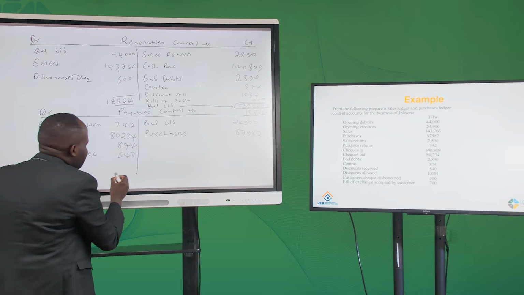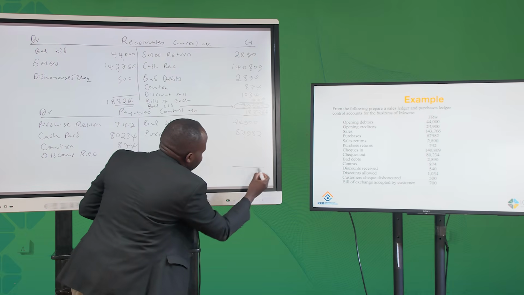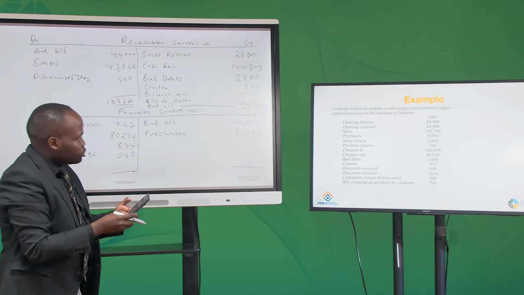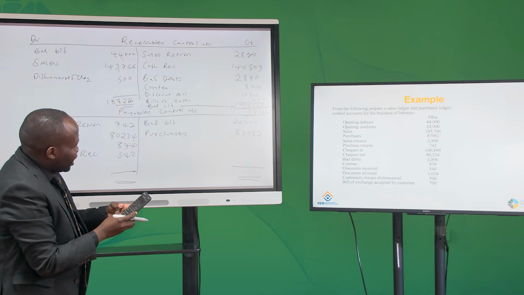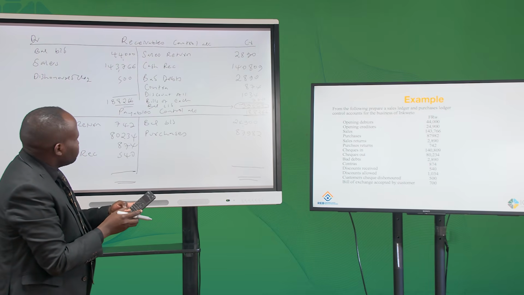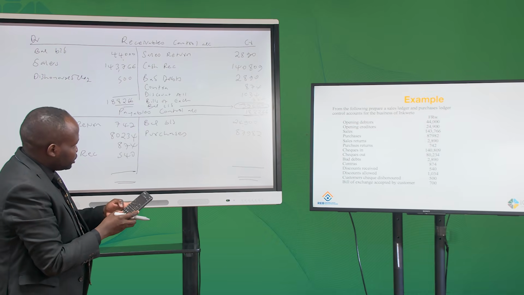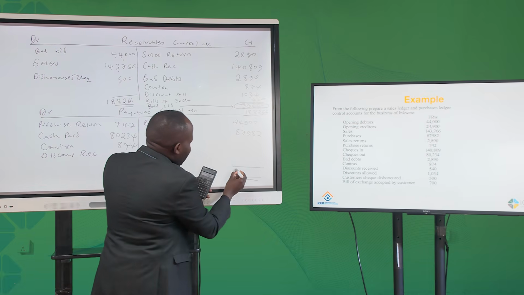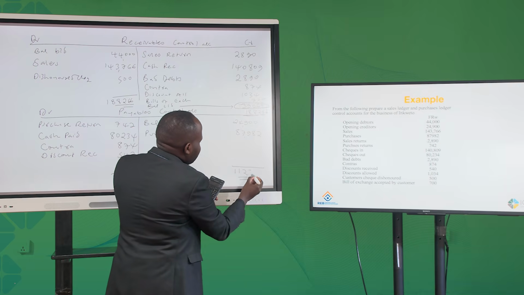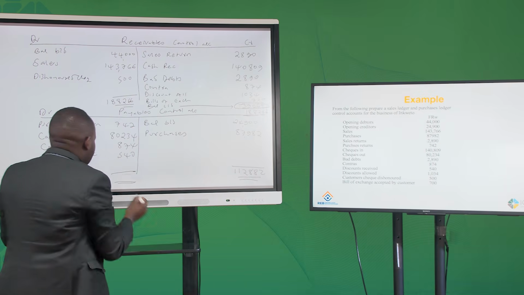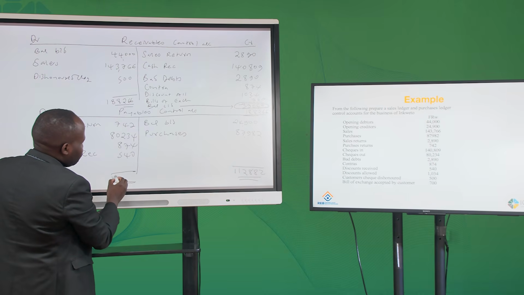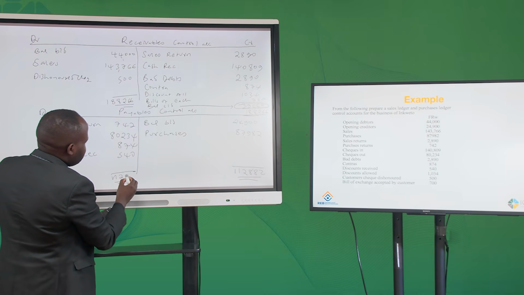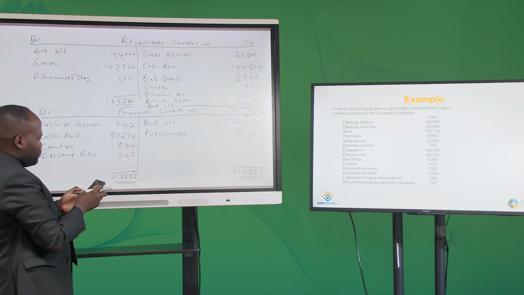39,069. We come and repeat the same process for payables control account. So payables will have 24,900 plus 87,982. So it gives us 112,882. And this other side gives us 112,882. So we get the difference now.